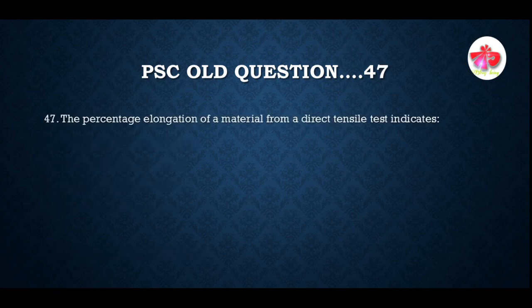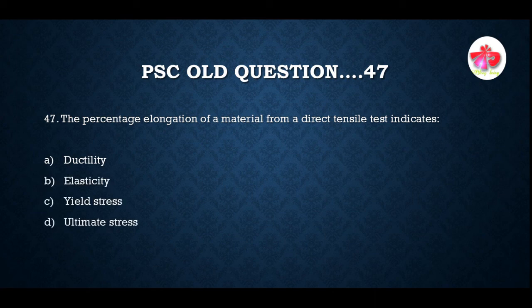Question number 47. The percentage elongation of a member from a direct tensile test indicates: option A, ductility; option B, elasticity; option C, yield stress; option D, ultimate stress. So friends, the percentage elongation of a material from a direct tensile test indicates ductility.